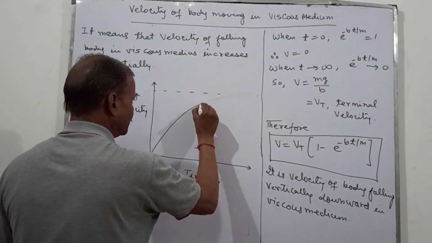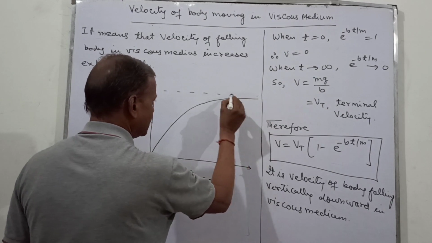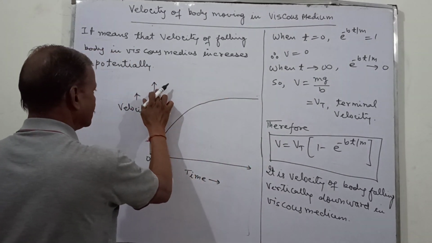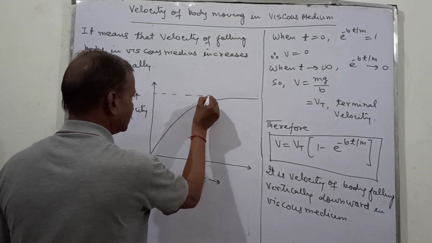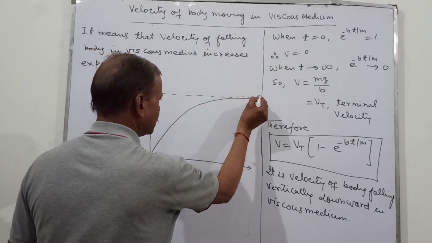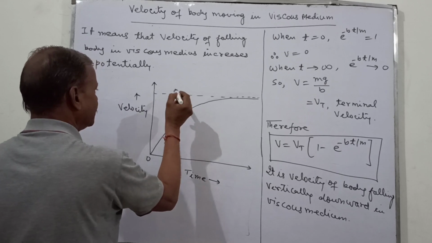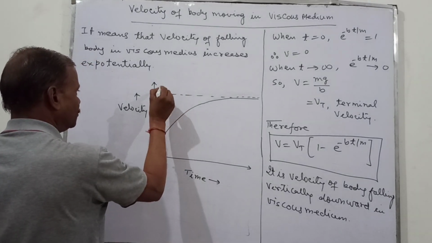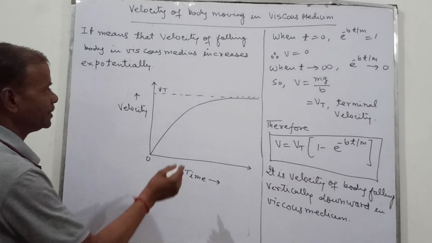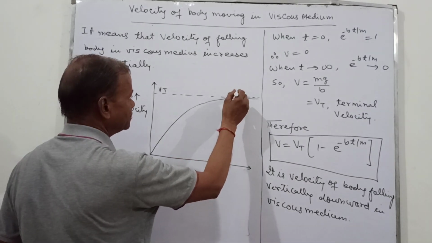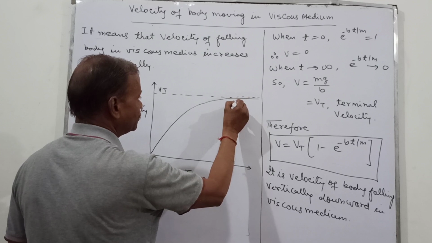Now this graph is like this. Here we have the terminal velocity, Vt. You can see that this is a constant velocity.